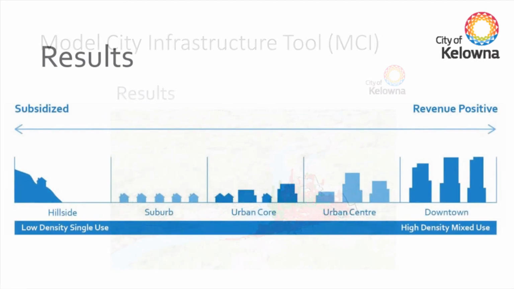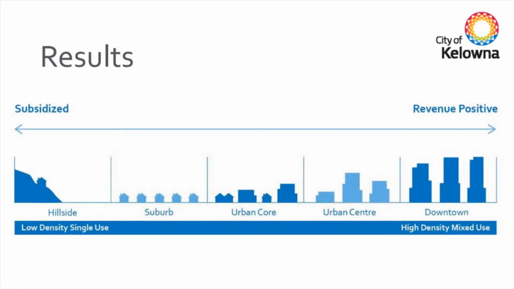So this is a slide from the City of Kelowna presentation, and you'll see hillside and suburban developments being subsidized, and then urban core, urban center, and downtown is where it's revenue positive. So again, it's not that these types of land uses shouldn't exist, it's that these are required in order for these to be financially sustainable and to balance the whole picture out.